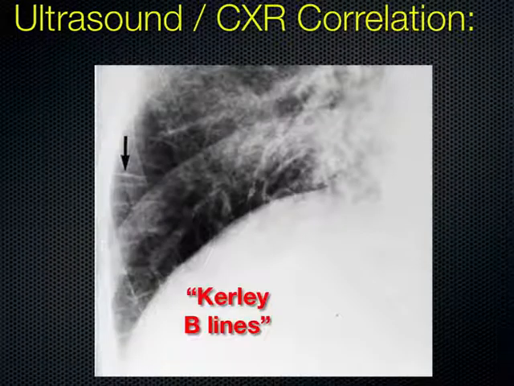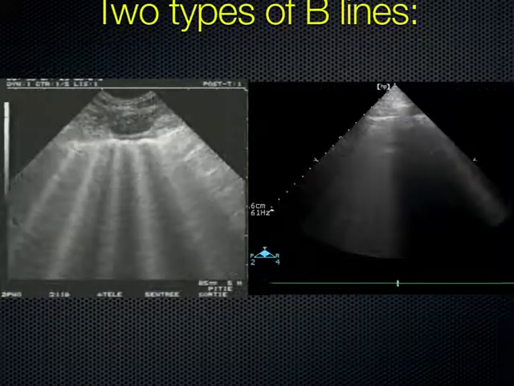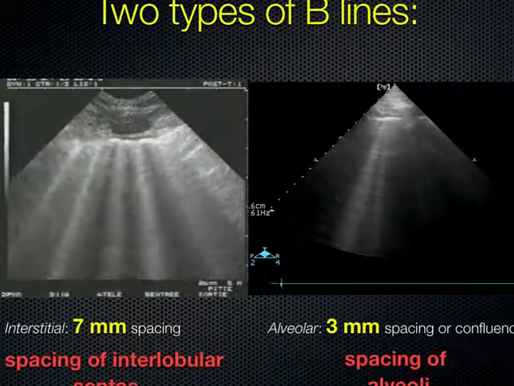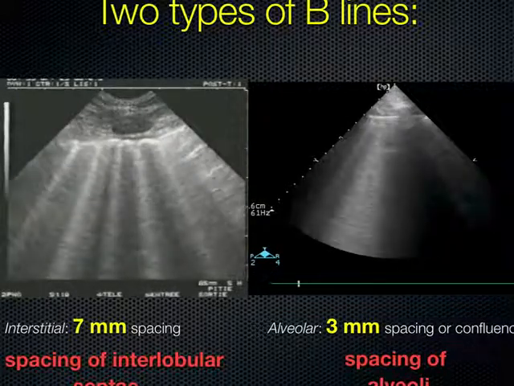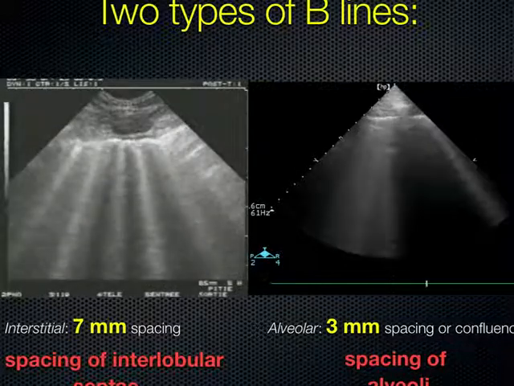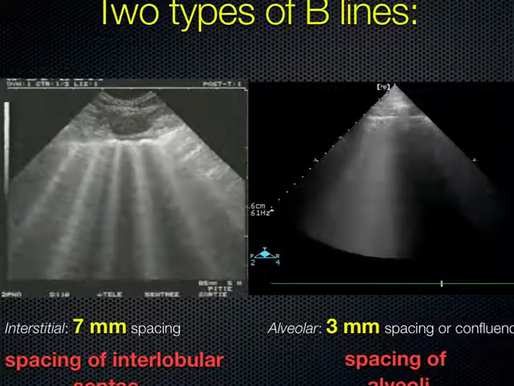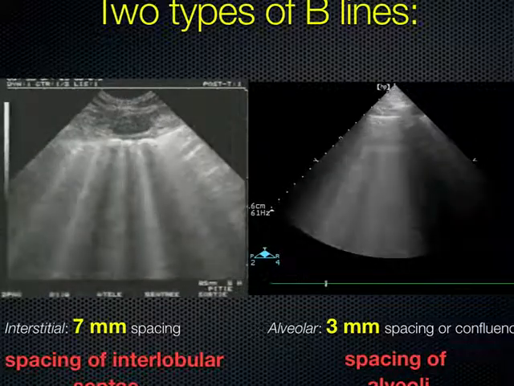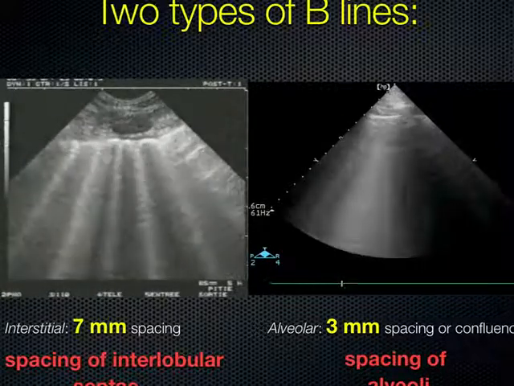B lines are essentially the ultrasound equivalent of radiological curly B lines. You can see here how these curly B lines come up to the surface perpendicularly. There are essentially two types of B lines. First is spaced approximately 7 millimeters apart from the pleural line, and the second is 3 millimeters apart, and this coincides with whether the fluid is trapped in the interstitium or whether the fluid is trapped in the alveoli. The 3 millimeter spacing, or confluent B lines, is the ultrasound equivalent of the radiological finding on a CT scan of ground glass.